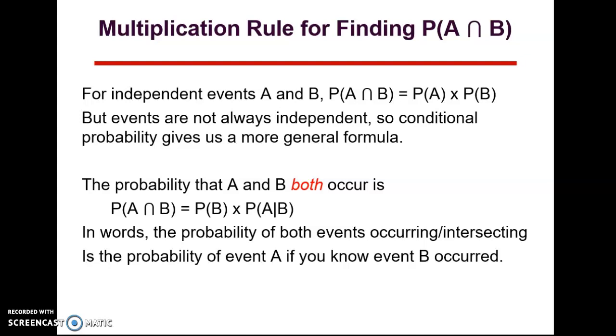So we say the probability that A and B both occur, that's A intersect B, or A and B. A more general expression is the one given here in the middle of the screen. The one on the top assumes that the events are independent, but in fact events are not independent all the time.